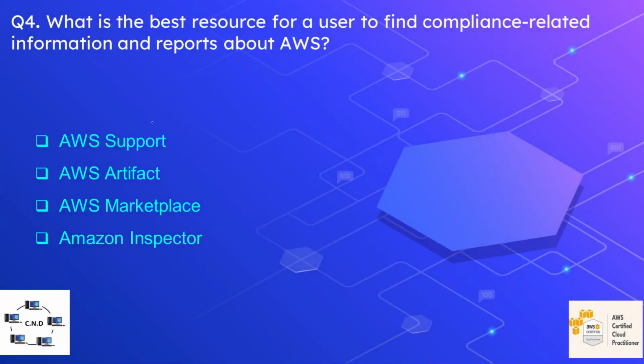Question number 4 is, what is the best resource for a user to find compliance related information and reports about AWS? The keyword is compliance related. The options are option A, AWS Support, option B, AWS Artifact, option C, AWS Marketplace, and option D, Amazon Inspector. And the correct option is AWS Artifact.